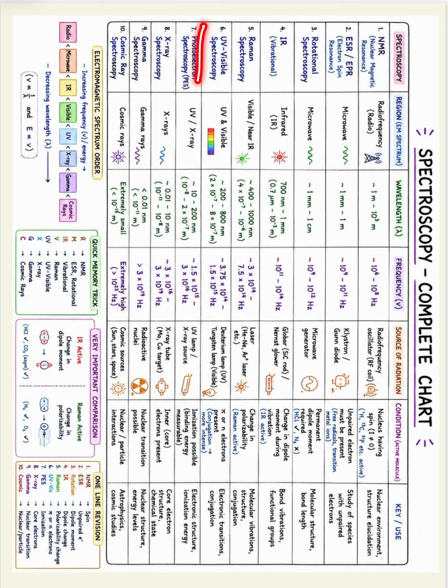And UV visible spectroscopy belongs to the UV visible region, and the wavelength for UV spectroscopy is 200 to 800 nanometers, and the frequency region is 3.75 × 10^14 to 1.5 × 10^15 hertz. The source of radiation is a tungsten lamp, and unsaturation is required for UV active molecules, and conjugation or unsaturation can be identified with the help of UV spectroscopy.